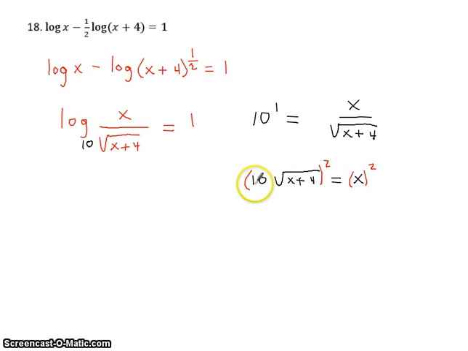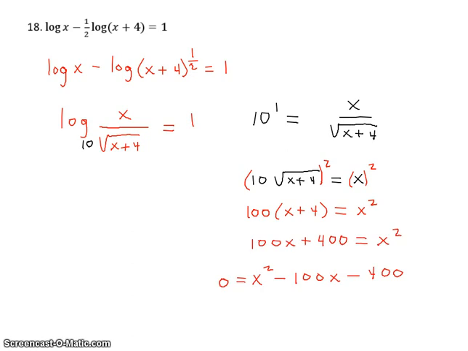So now here we have 10 times 10, which is 100. And then we have the square root of x plus 4 times the square root of x plus 4. So we end up with just an x plus 4 coming out of there. And that's equal to x to the power of 2. So let's go ahead and distribute in that 100 and pull everything to one side. And we're going to see a quadratic in which we can solve for x.